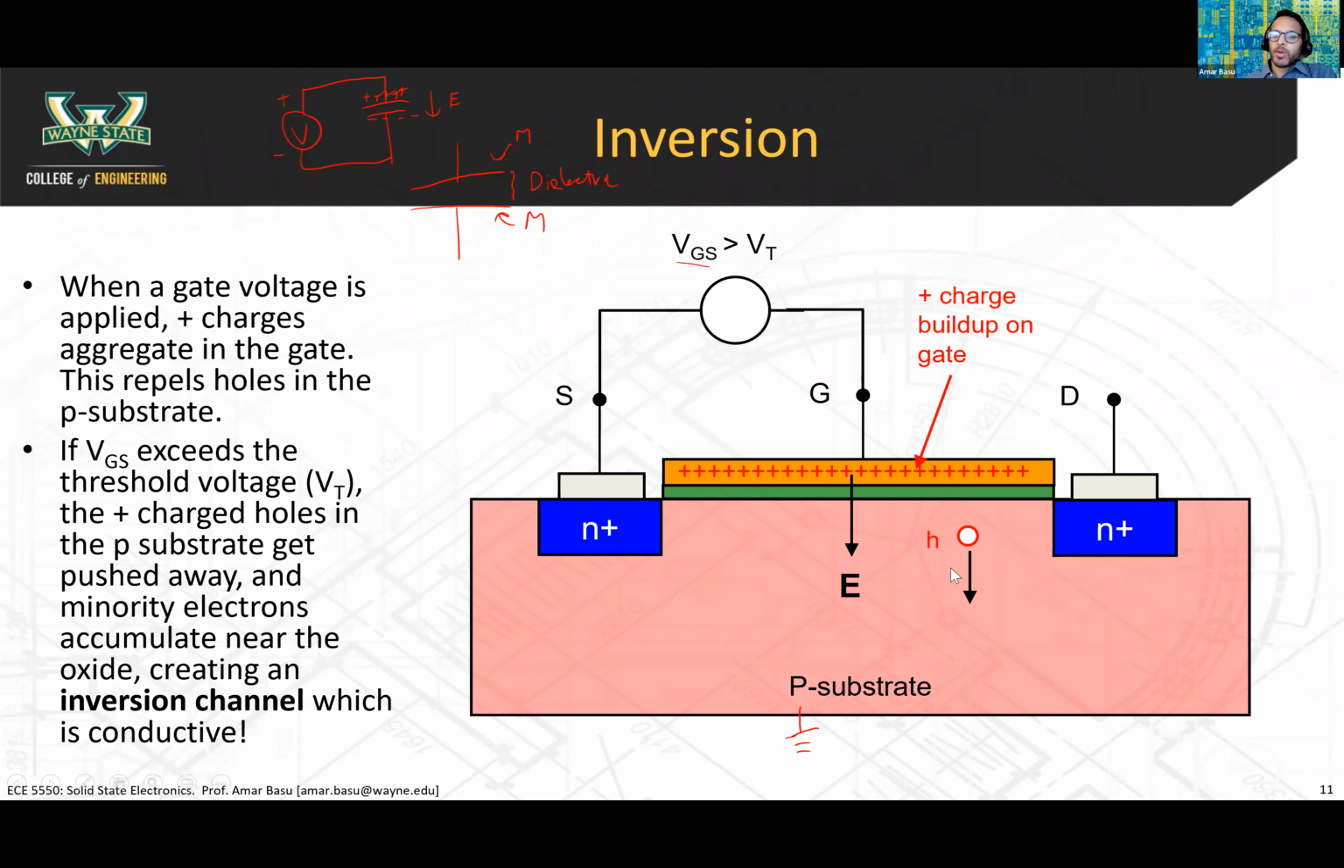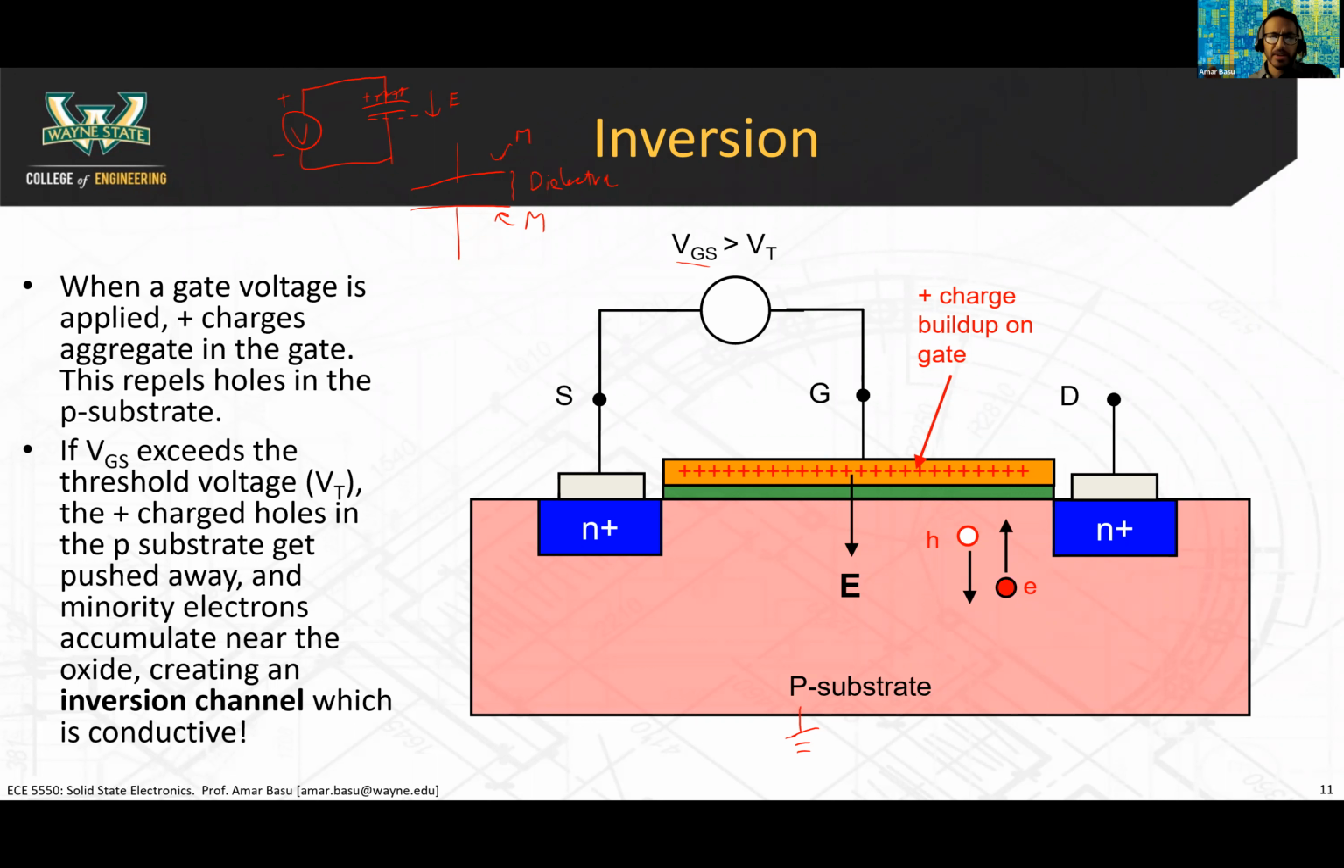So this process of holes getting pushed away is called depletion, because we are depleting the channel region underneath the gate oxide. We're depleting it of holes, of the majority carrier. So that's why that process is called depletion. As Clayton said, the second effect that happens is that electrons get pulled in here. So you can see the electrons, because of the electric field, get pulled into a region just underneath the gate. That process is called inversion.